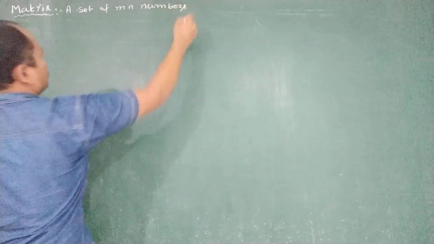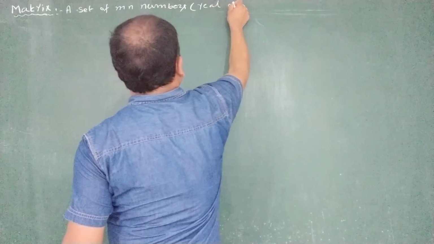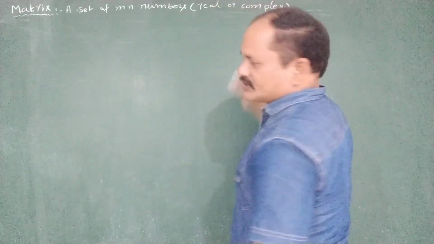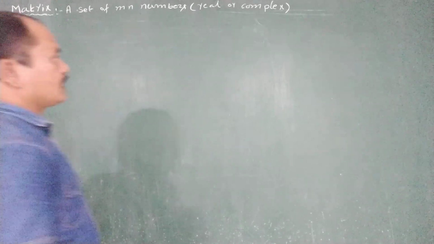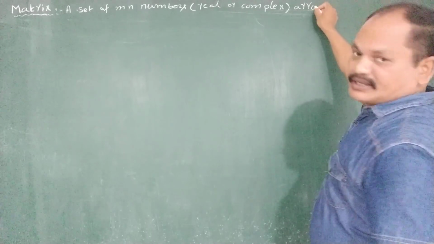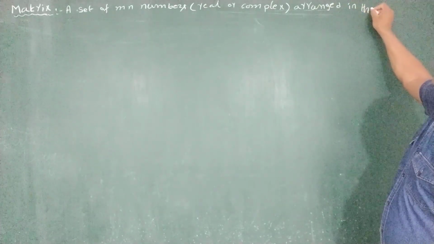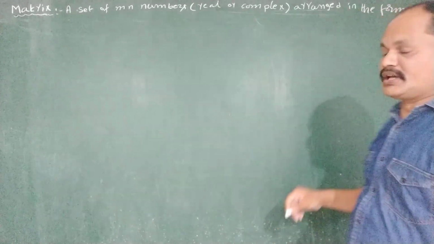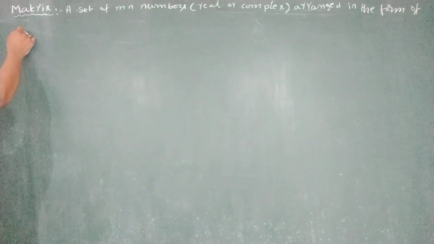Now, matrix: a set of mn numbers, which are real or complex numbers, arranged in the form of a rectangular array.